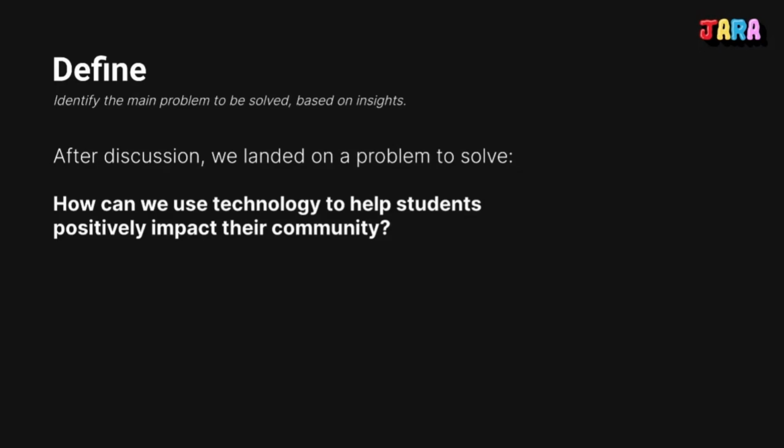So after my discussions with the King Center staff, we landed on how can we use technology to help students positively impact their community. So that's still kind of broad, but better than what it was before, which was like, we would like to just broadly introduce people to technology. So we were able to narrow it down. Here's the problem we're solving. We phrased it as a how might we statement. And from there, we could actually start working on our build.